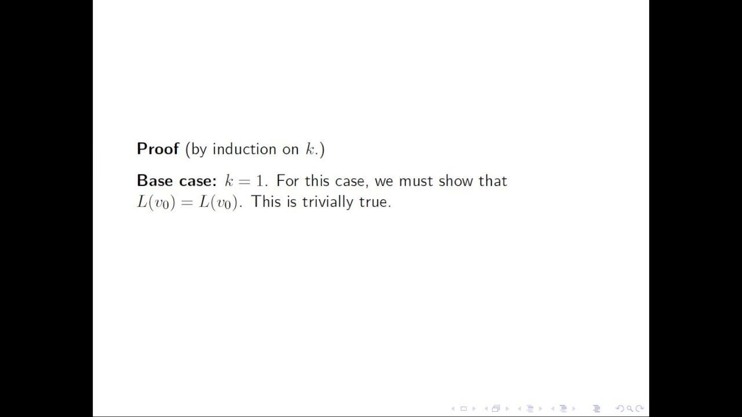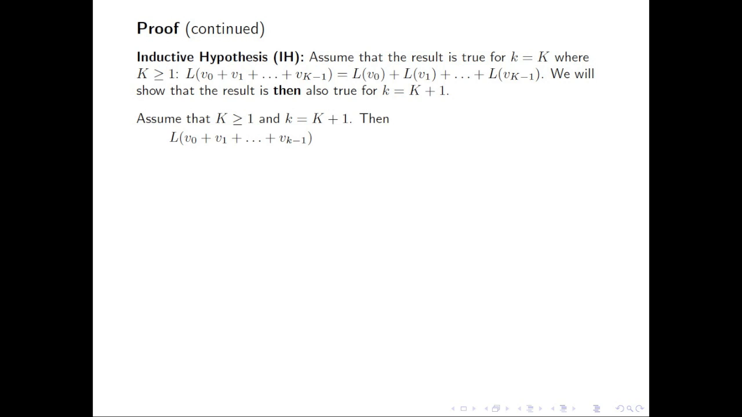It's always good to start a proof by indicating what technique you're going to use. In this particular case, we're going to say that we're going to do a proof by induction, and the variable on which we're going to do induction is the variable k. You then start by proving the base case. The base case is a case where k is typically small. In this particular case, we're going to choose k equals 1. For this case, we must show that L of v0 is equal to L of v0. That's trivially true.